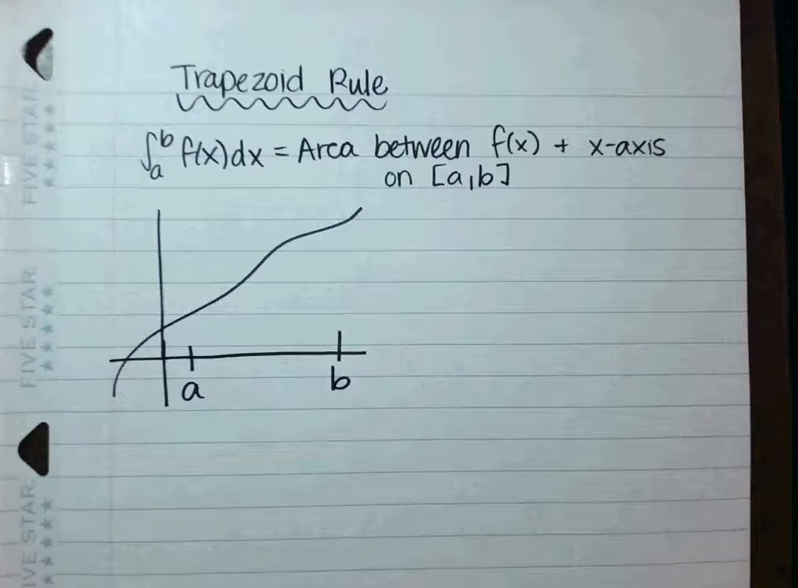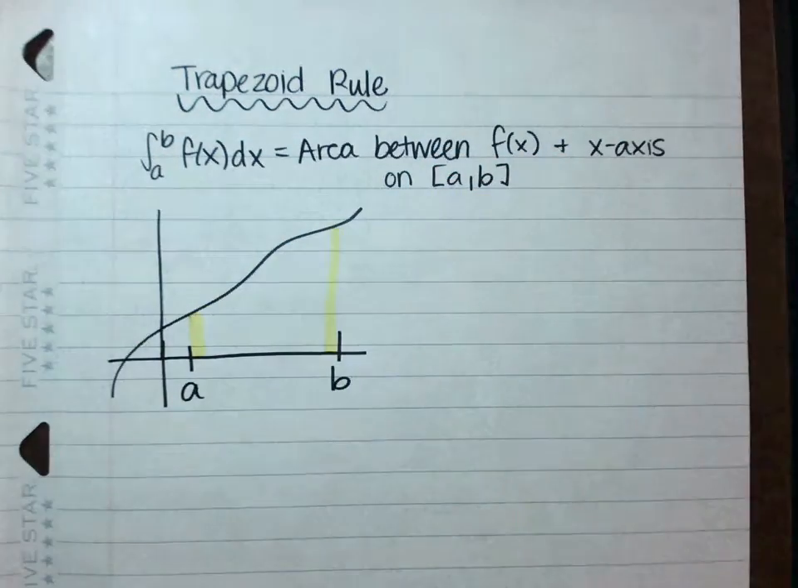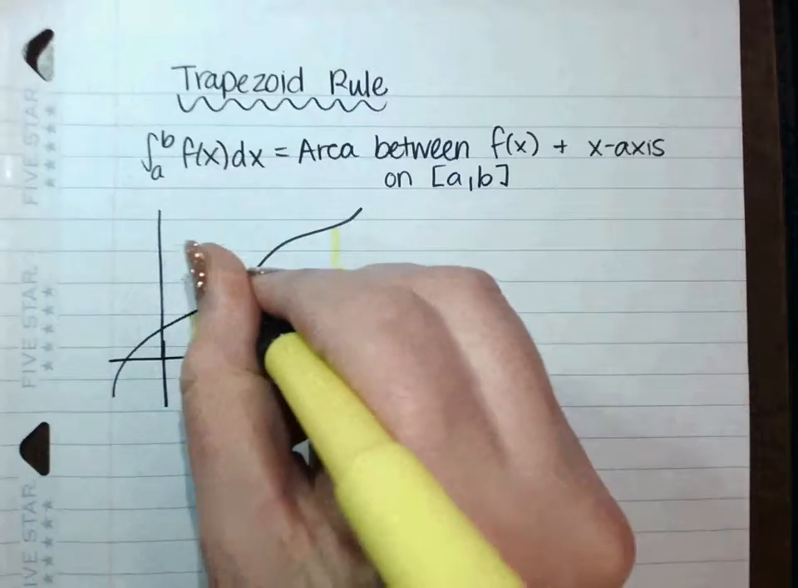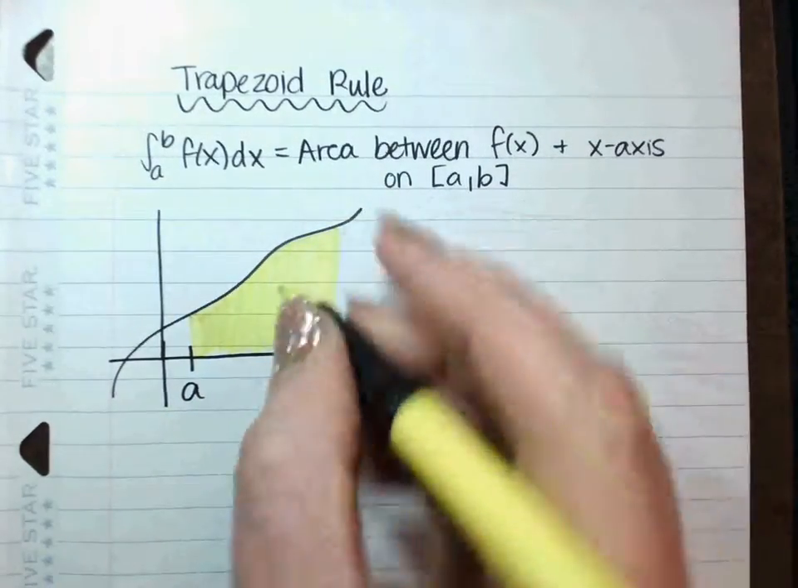Okay, so if I wanted to find the integral from a to b, I would have... And then, so this would be my exact area, would be that shape.